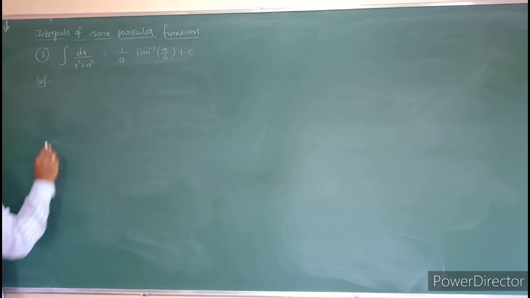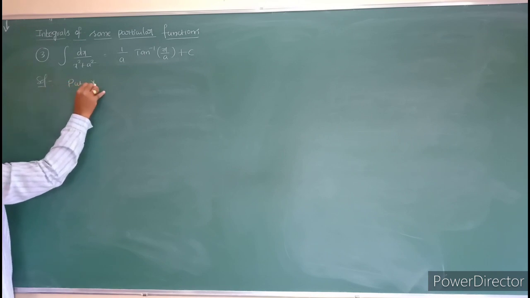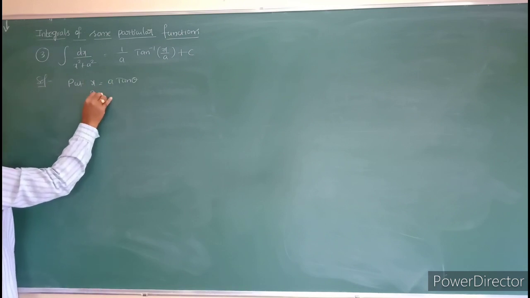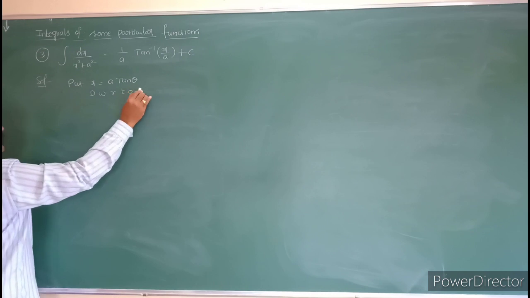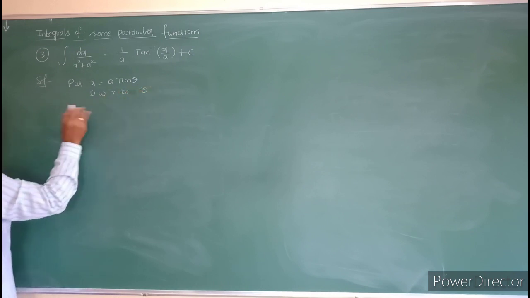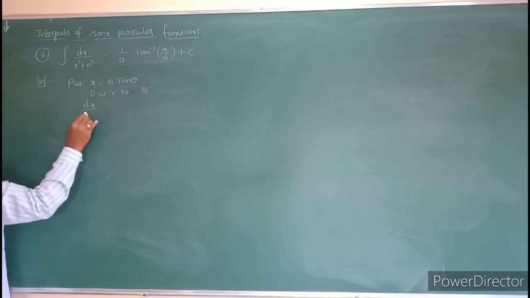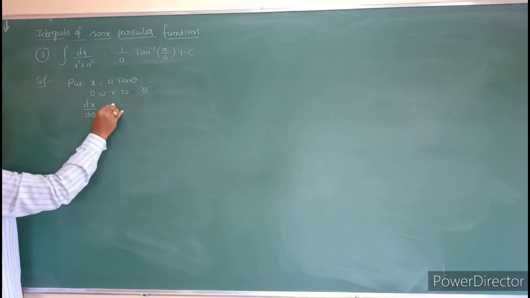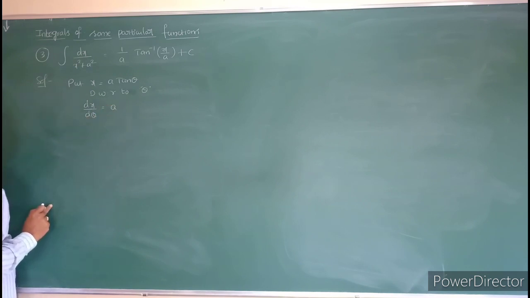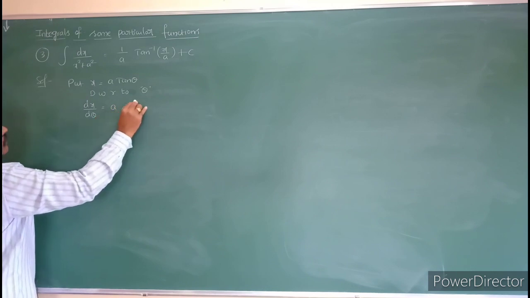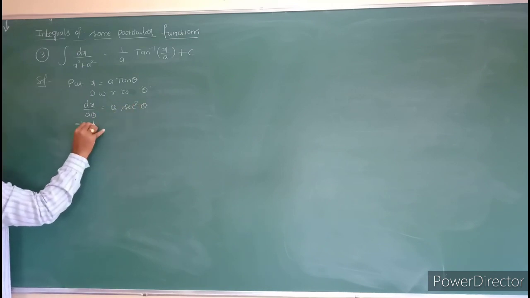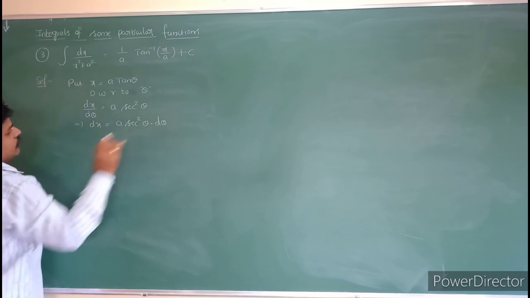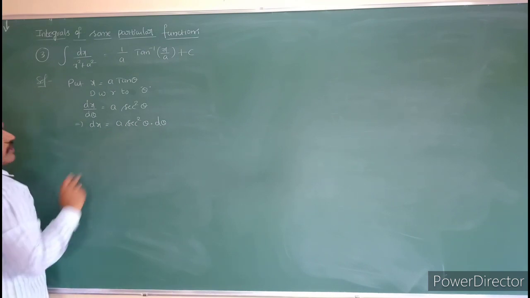So first, what will we calculate? Put x equal to a tan theta. Differentiate with respect to theta. So what happens? dx by d theta is equal to a into the derivative of tan theta, which is secant square theta. So that implies dx is equal to a secant square theta d theta.